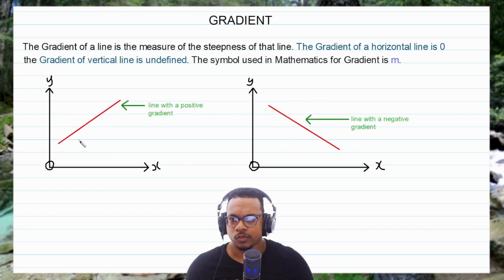Here we have a line sloping upwards and that line would have a positive gradient. And across here we have a line sloping downwards and that line would have a negative gradient.